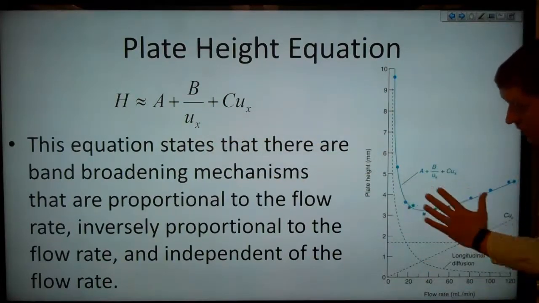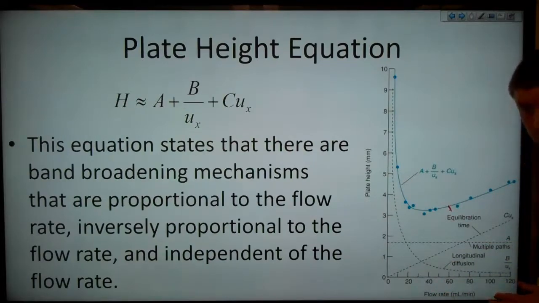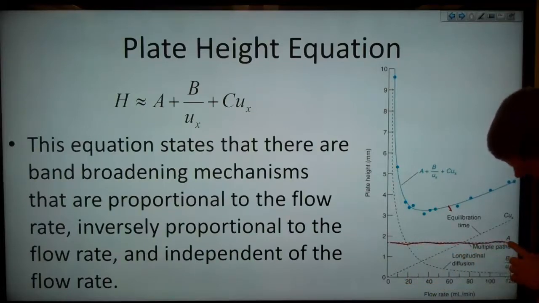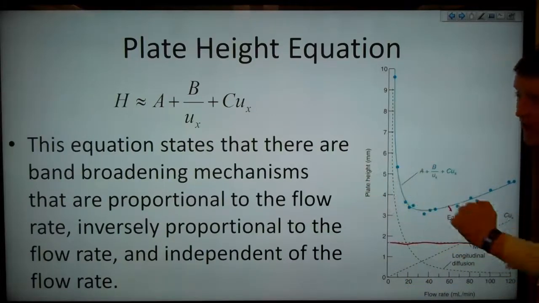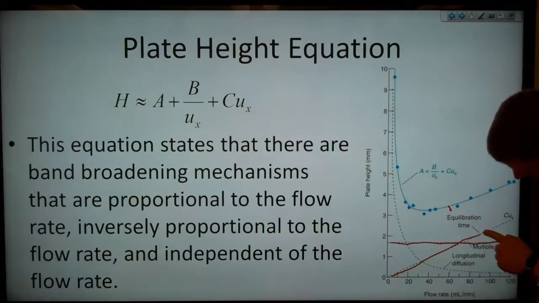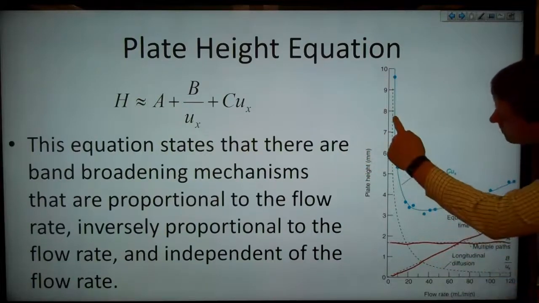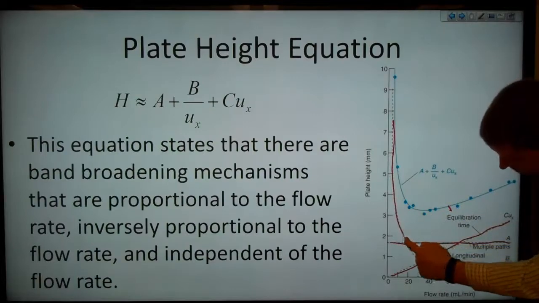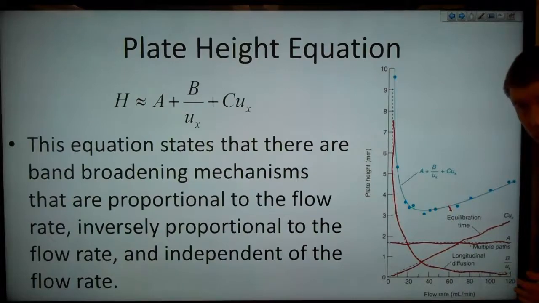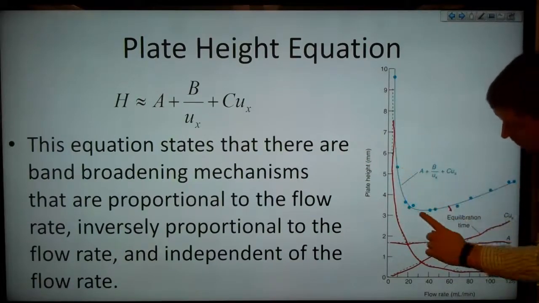And so you can see over here, we've got plate height as a function of flow rate. And so we have some mechanisms that are independent of the flow rate. Those are that A term. We have some mechanisms that are proportional to the flow rate. These are the C term. And then we have some mechanisms that are inversely proportional to the flow rate. So they start out very high and they end up very low. And that's that B term. When we add these all together, we get this blue curve.